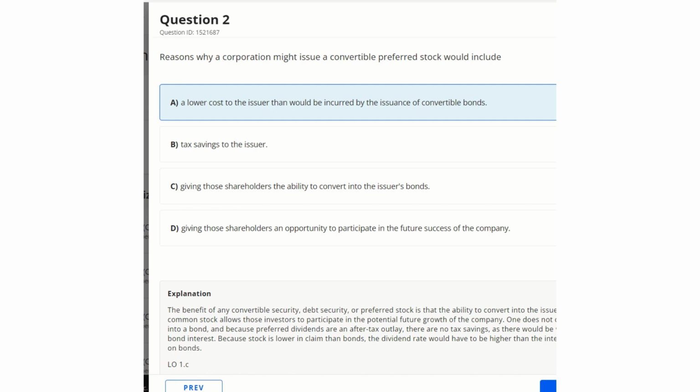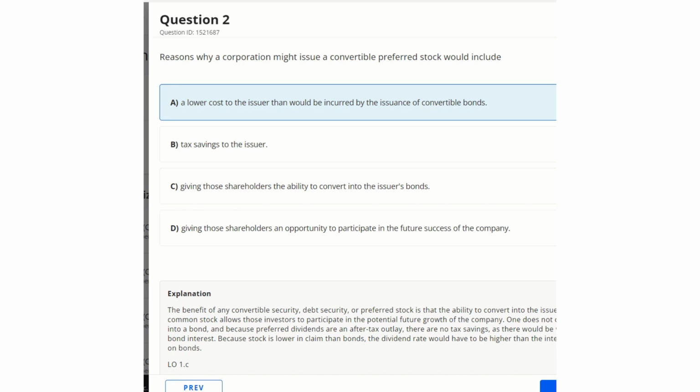Question 2. Reasons why a corporation may want to issue a convertible preferred stock would be, is it A, to lower costs to the issuer than would be incurred by issuance of convertible bonds? B, tax savings to the issuer? C, giving those shareholders the ability to convert into issuer's bonds? Or D, giving those shareholders an opportunity to participate in the future success of the company?